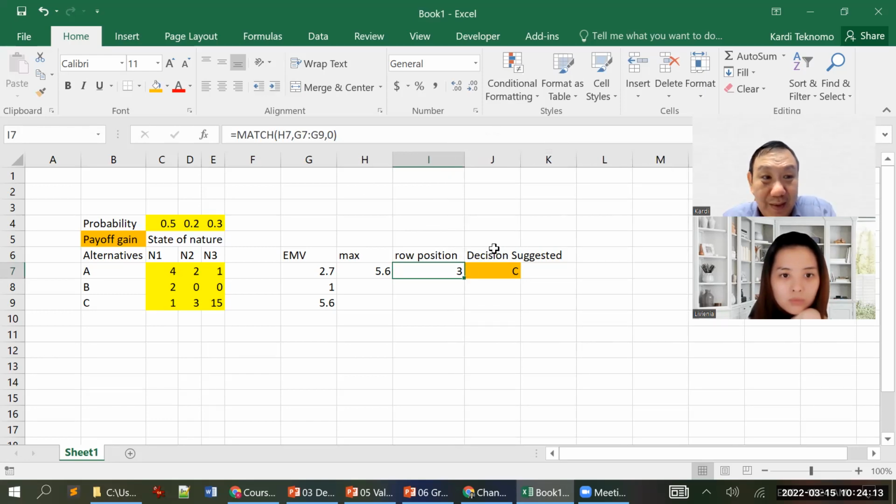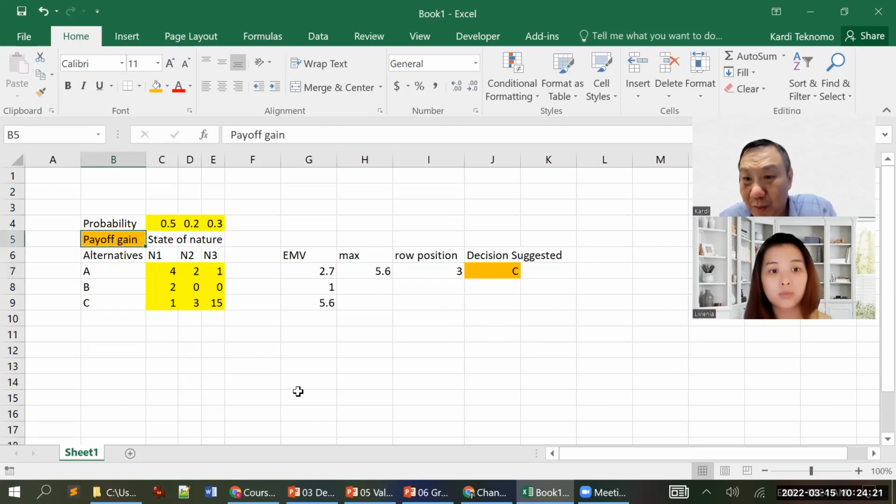So it's clear, easy. You can make it. If this is cost, you just change this. Instead of maximum, you just change it to minimum. The rest is the same. Is there any question? You can do it. Or do you want to practice? Okay, fine.